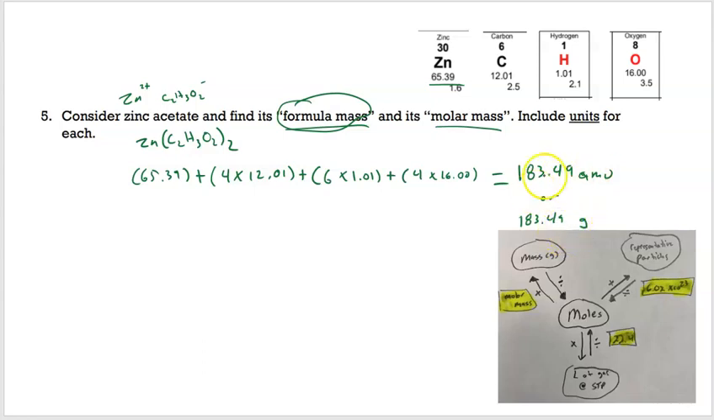grams. All right. So what this would mean, though, if I just had 1 zinc, 4 carbons, 6 hydrogens, and 4 oxygen atoms, right, the combined mass would be 183.49 atomic mass units. Now, if I multiplied those by 6.02 times 10 to the 23rd, right, this whole unit, I would have 183.49 grams.